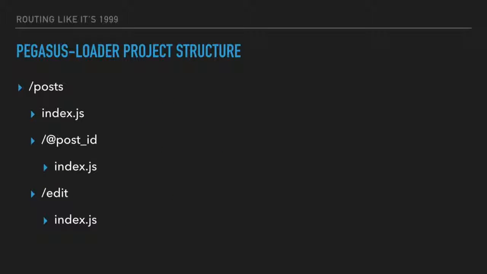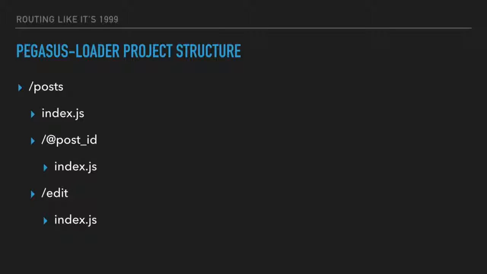So let's take a look at this. I've taken the subtree of my application, just the posts. This is what it could look like. I have a post directory, an index.js file in there. Inside there, I have a @postid directory, an index.js file in there. And I also have an edit directory, an index.js file in there.